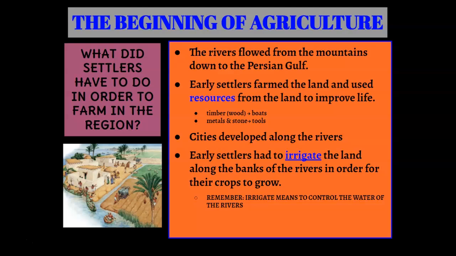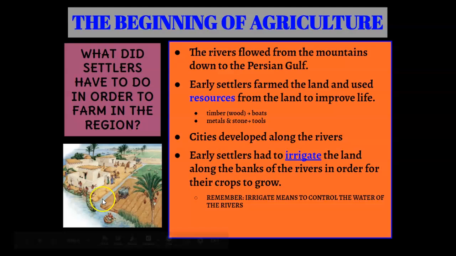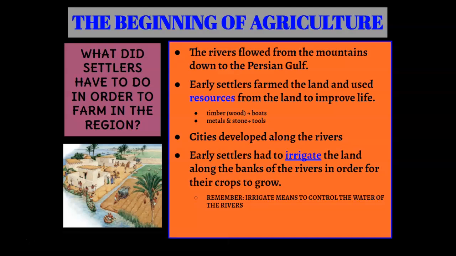So what early settlers did is that they had to irrigate the land along the banks of the river in order for their crops to grow. And remember, irrigate means to control the water of the rivers. So what they would do is from the river, you can see here in the picture, they would dig ditches or canals, and that would channel the water, or bring the water when it flooded, to where they needed it to go. So they would dig a ditch from the river to their farmland.